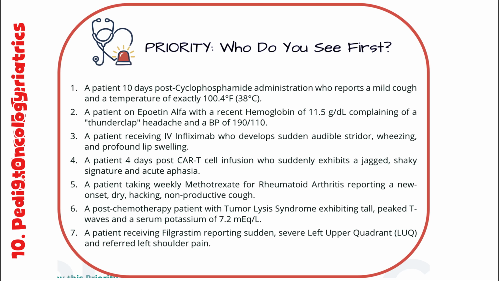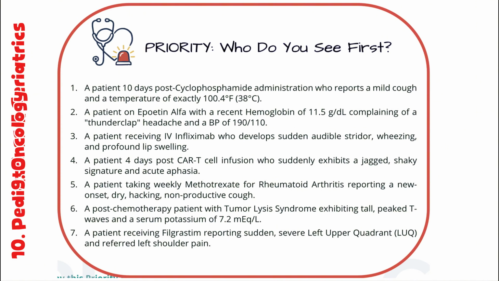The post-chemotherapy patient with tumor lysis syndrome showing tall, peaked T waves and a potassium of 7.2 is a close second. That is imminent ventricular fibrillation, needing IV calcium gluconate immediately to protect the heart, but the airway always wins.